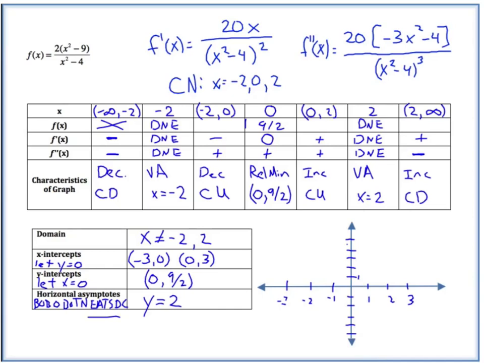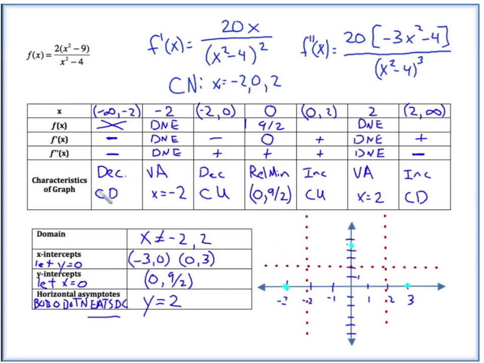Okay. Now, next, what I usually do is draw in my asymptotes. So here is vertical asymptote at -2 and at 2. And then we have a horizontal asymptote at y equals 2. Kind of have that grid there. Now next, we can go ahead and put any of these points in. So like -3, 0, and 0, 9/2, and then 3, 0.